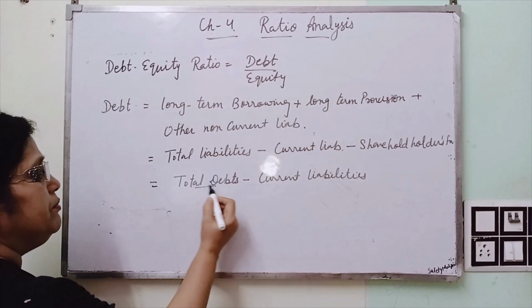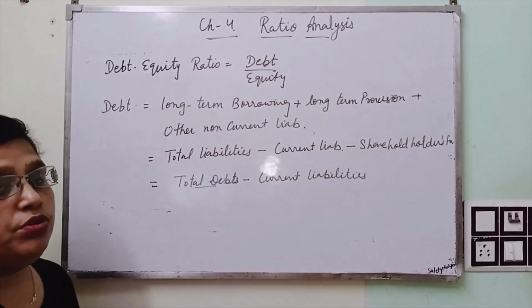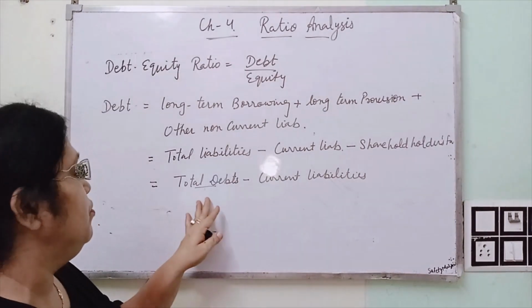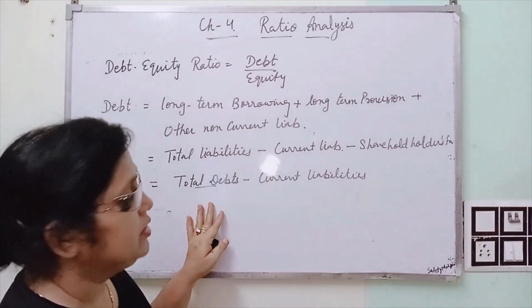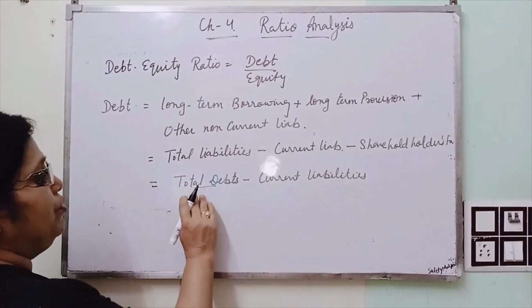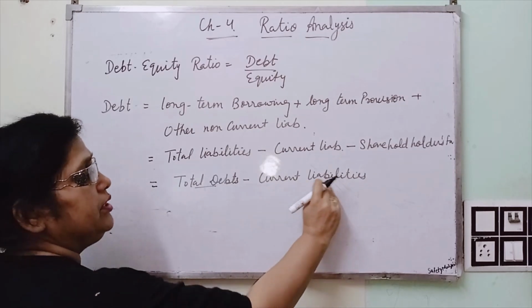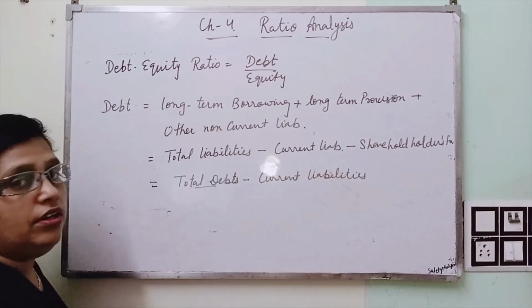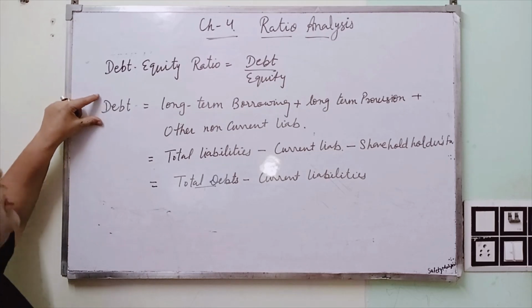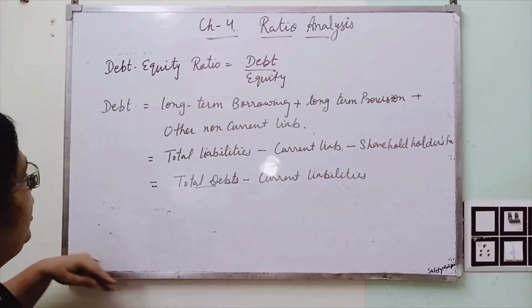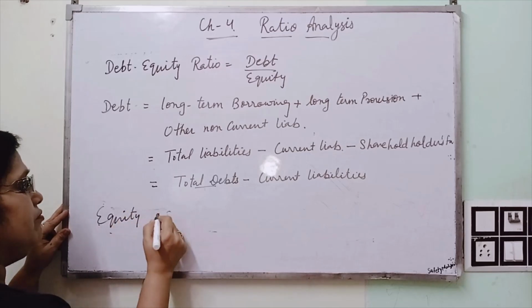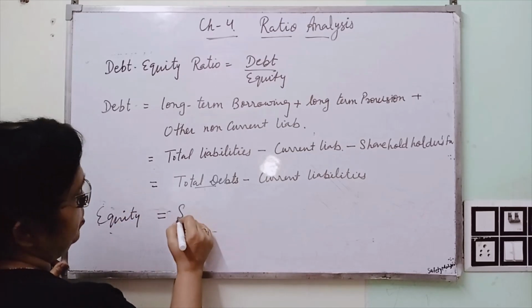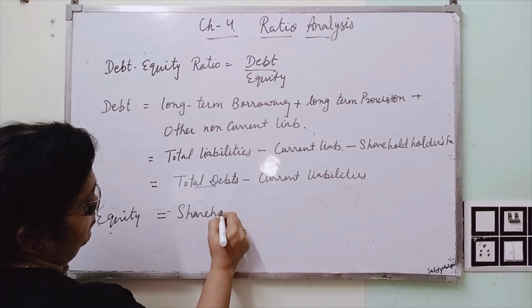Here total debts means the total amount which is payable to outsiders. It includes both types of liabilities, current liabilities and non-current liabilities. If out of total debts, current liabilities are deducted, then only non-current liabilities are left. They are known as debts. And in the same way, equity can be calculated. Equity is equal to shareholders fund.